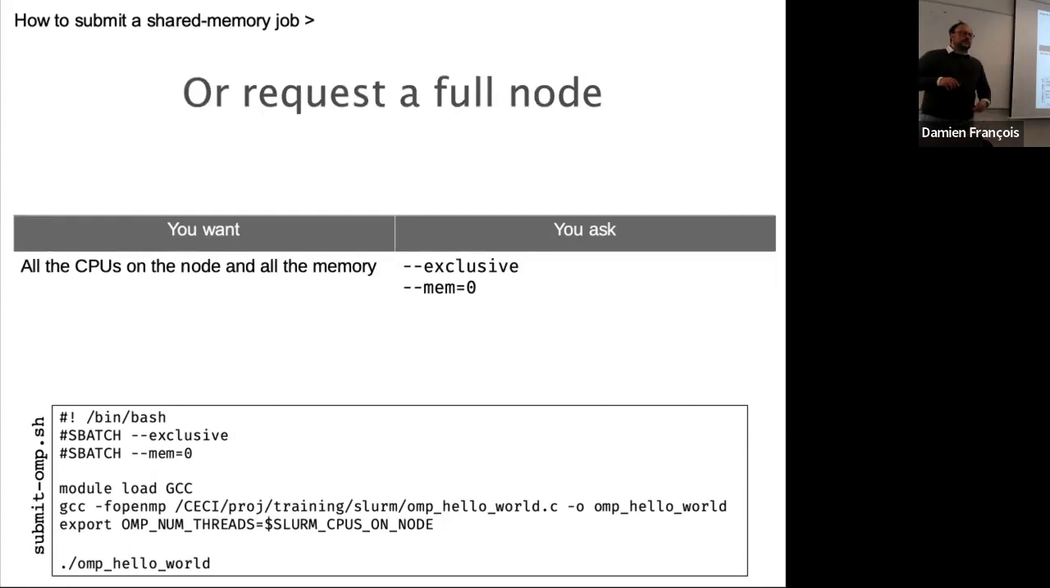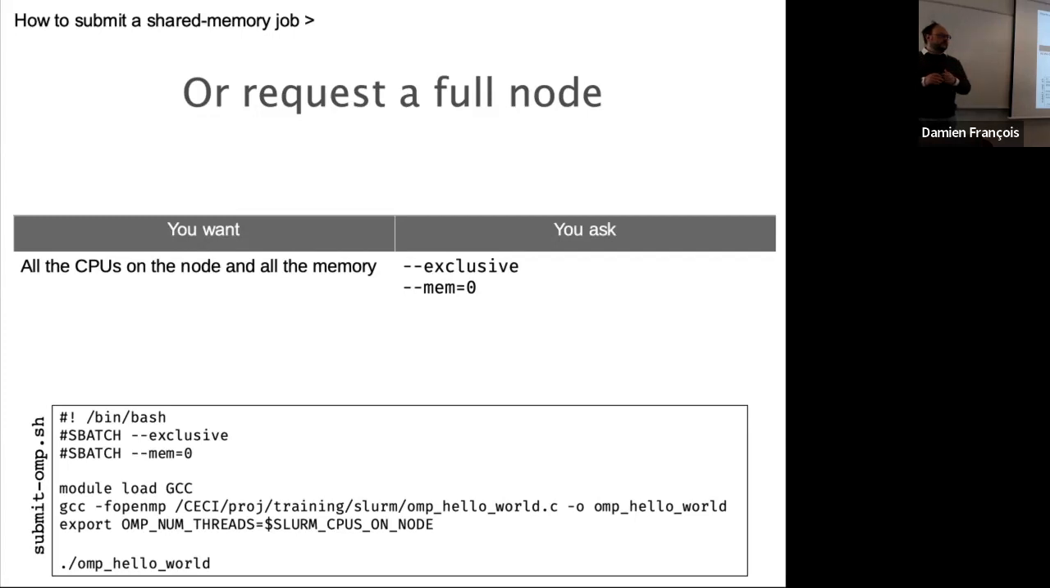So sometimes you have an OpenMP program, and you know that it scales well, meaning that you don't care basically about how many CPUs it uses, and you want the job to use all the CPUs of a node. Then you can use --exclusive and --memory=0, which actually means not 0, but all the memory of the node. And this is a way to ask Slurm to get a full node and not care about the number of CPUs that are on the node.